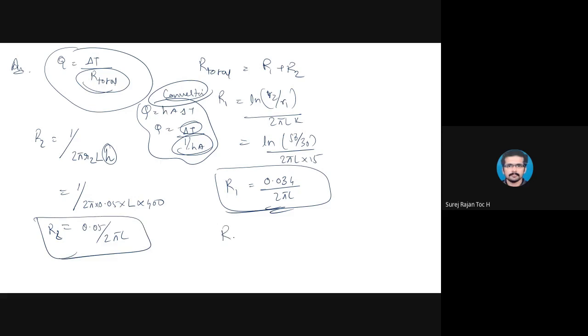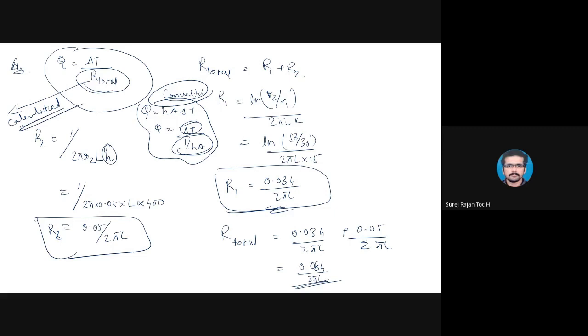Then we substitute R1 and R2 in R total. So R total is equal to 0.034 divided by 2 pi L plus 0.05 divided by 2 pi L. So the R total value is 0.084 divided by 2 pi L. So the denominator part we have calculated.